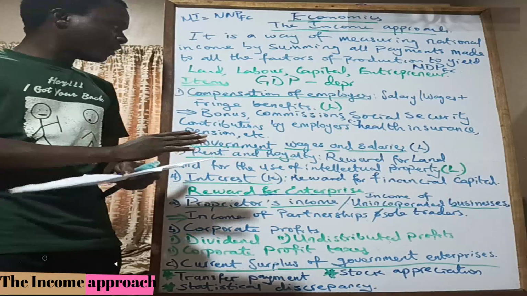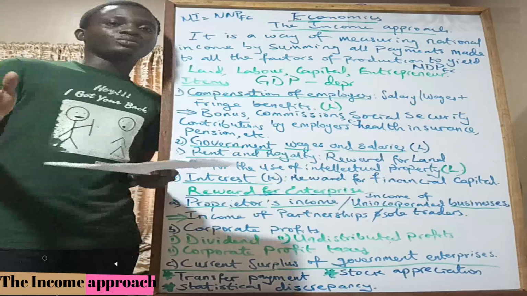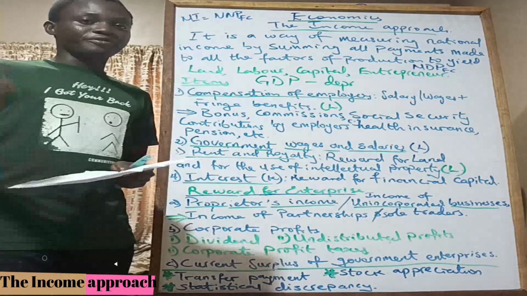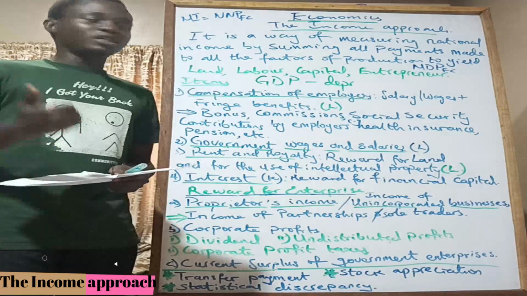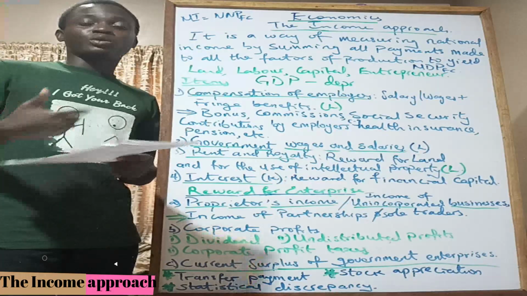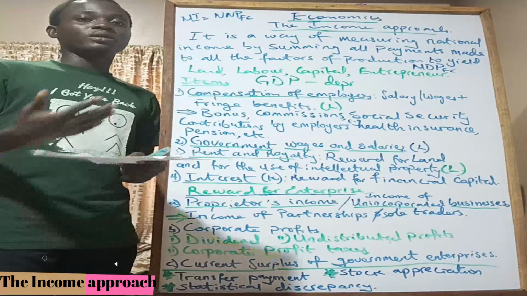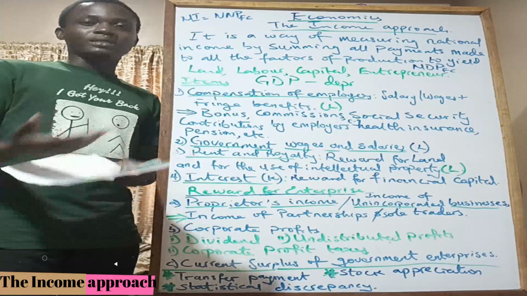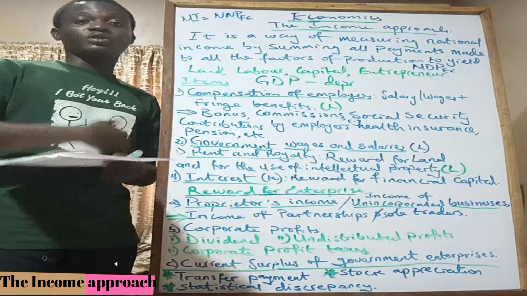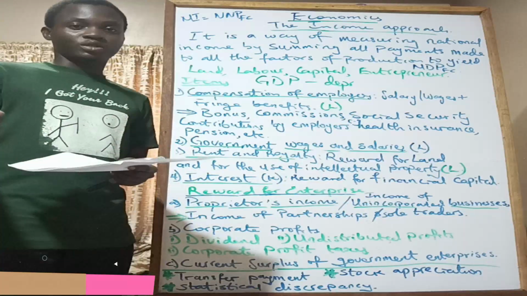Now, first we have compensation to employees. What does compensation to employees mean? It's just talking about the wages and salaries paid to employees in addition to fringe benefits. Fringe benefits are the benefits that employees get as a result of working for an organization. So if you're not working, you wouldn't get fringe benefits. An example of a fringe benefit is health insurance. If your company is giving you health insurance, that's a fringe benefit. It is not your salary, it is not your wage, it's an additional benefit.